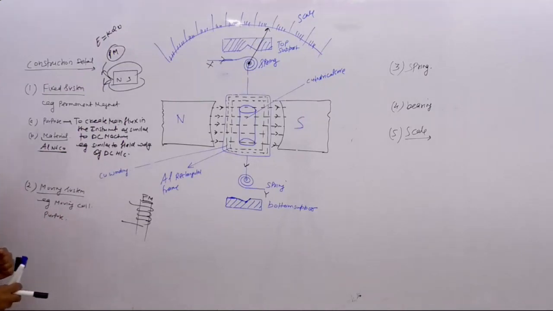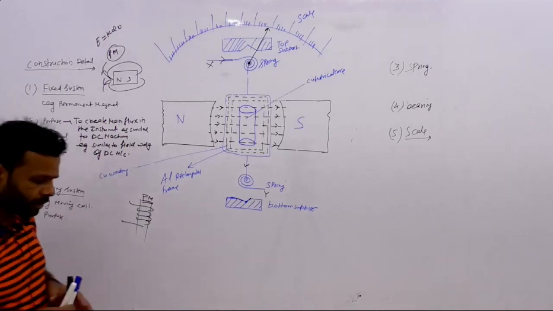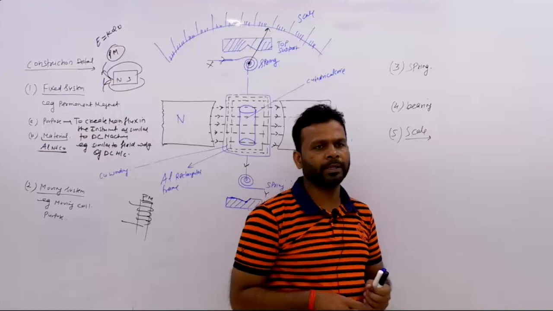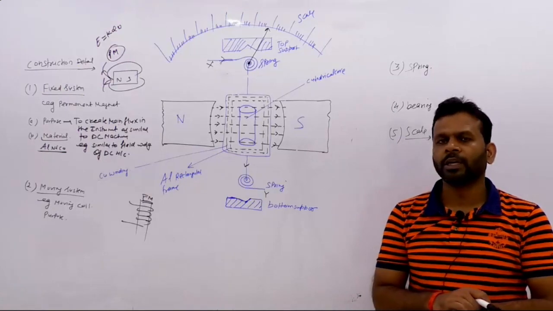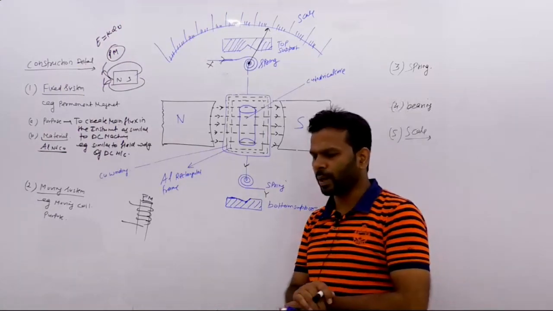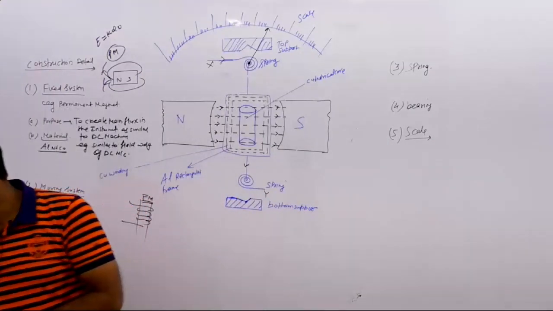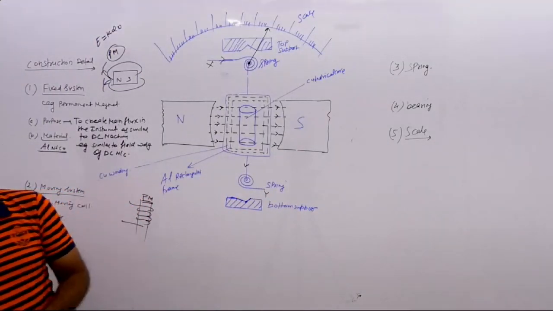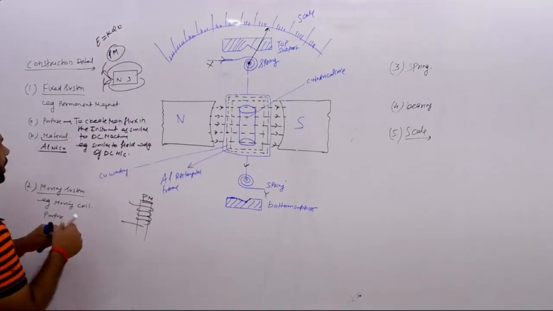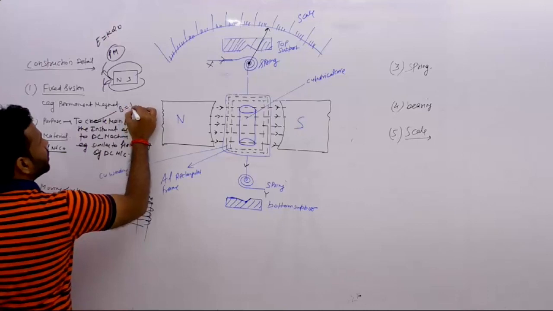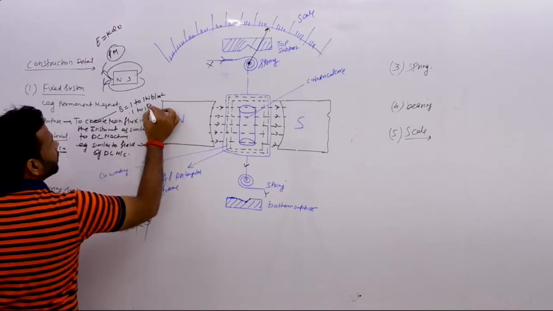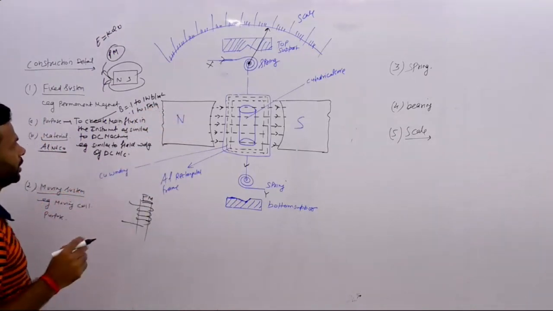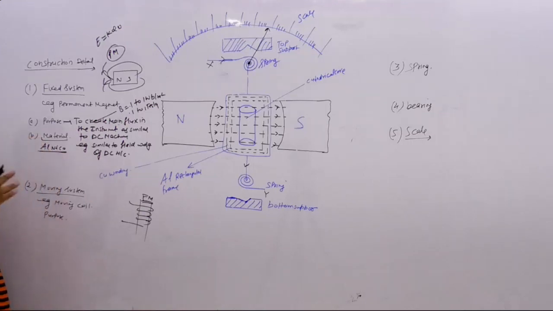Clear till here? Now one more thing about the main field flux or the fixed system. Among all the instruments, the permanent magnetic field is highest. It is of 0.121 Weber per meter square. So the magnetic field intensity or the flux density is 0.121 Weber per meter square or 0.121 Tesla. So the magnetic field density of the permanent magnet is the highest among all the instruments.